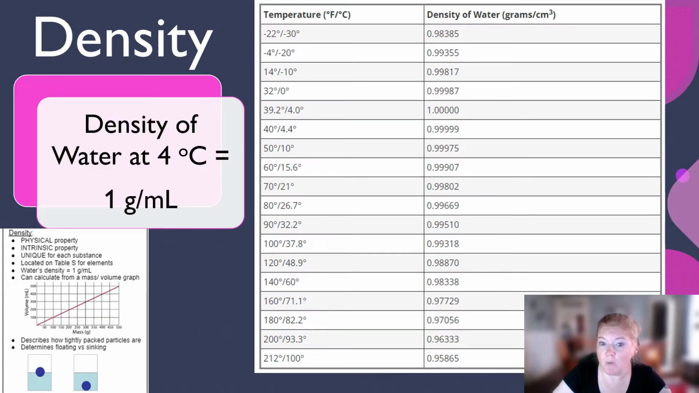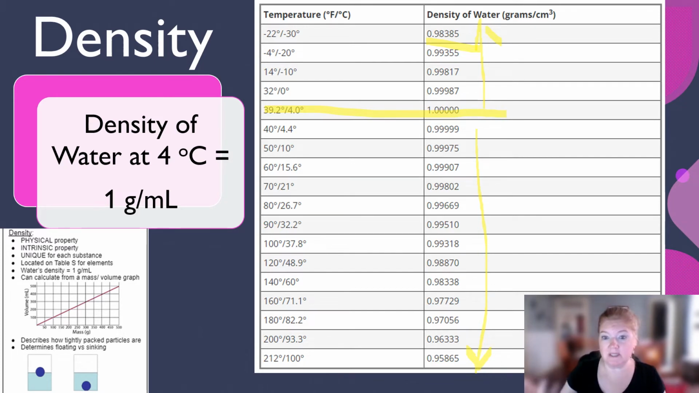Okay, so remember I said there was one, the density of water. Now at 4 degrees Celsius, the density of water is exactly 1, okay? However, you can see around 4, it is very close to 1. So typically we just say that the density of water, liquid water, is 1, okay? You can see what happens to the density of water as it gets colder, it goes down. And the density of water as it gets warmer, it also goes down. And that's unique for water.